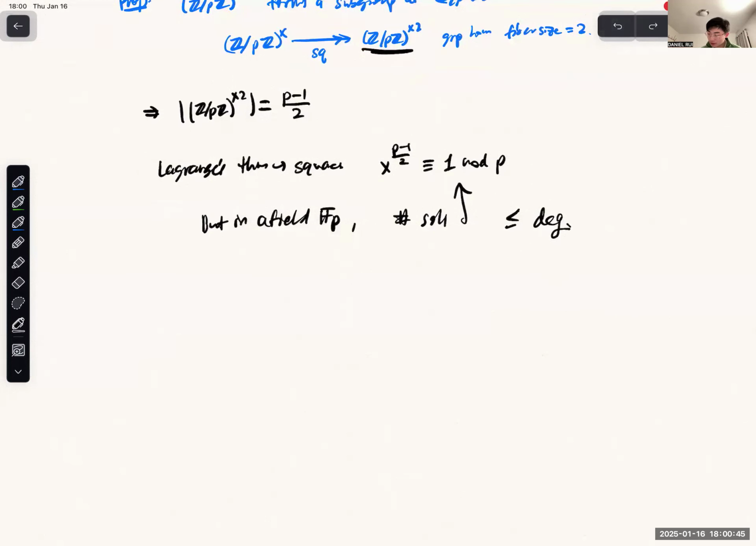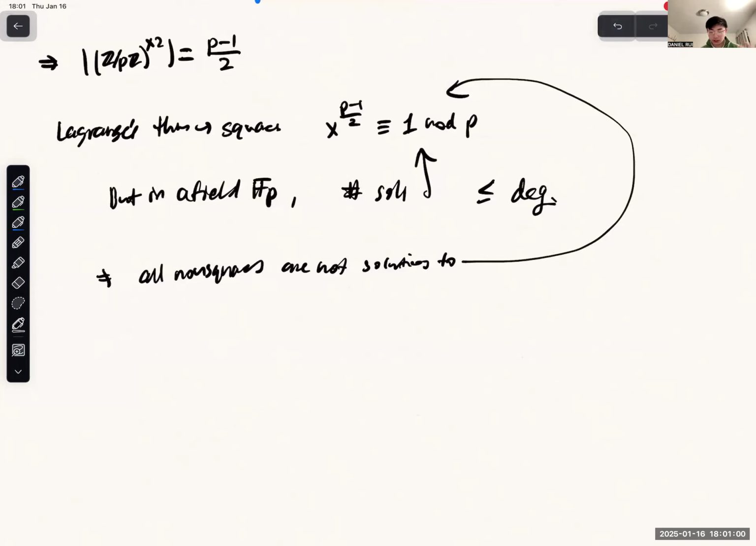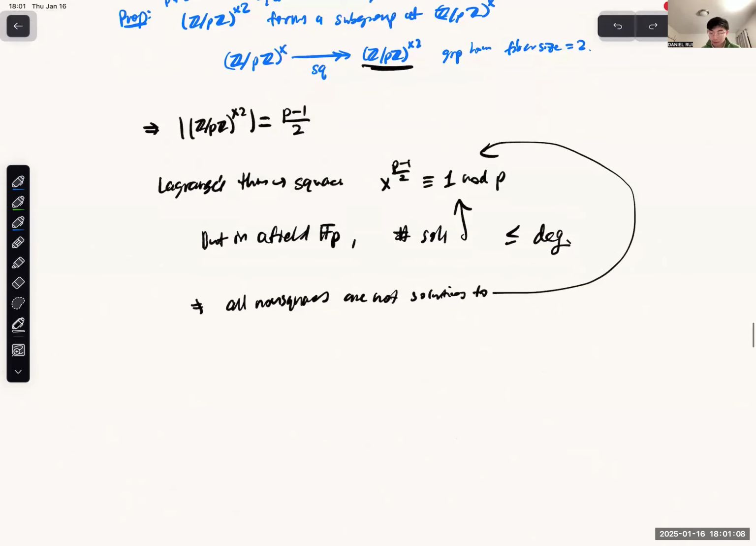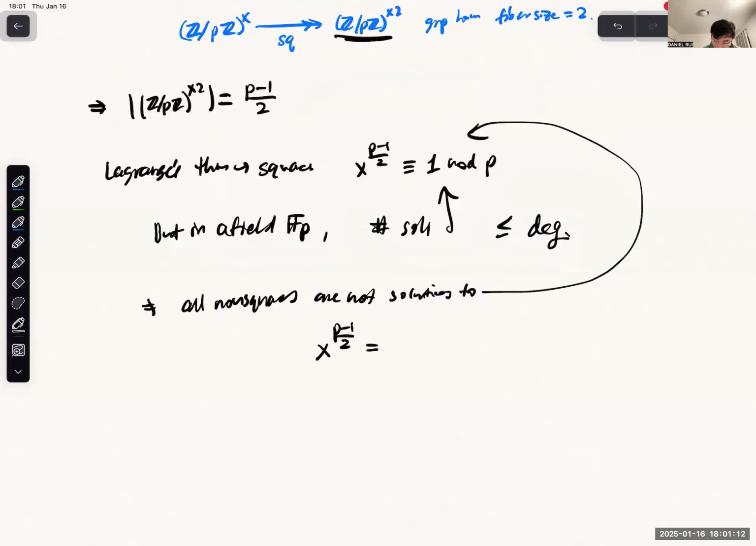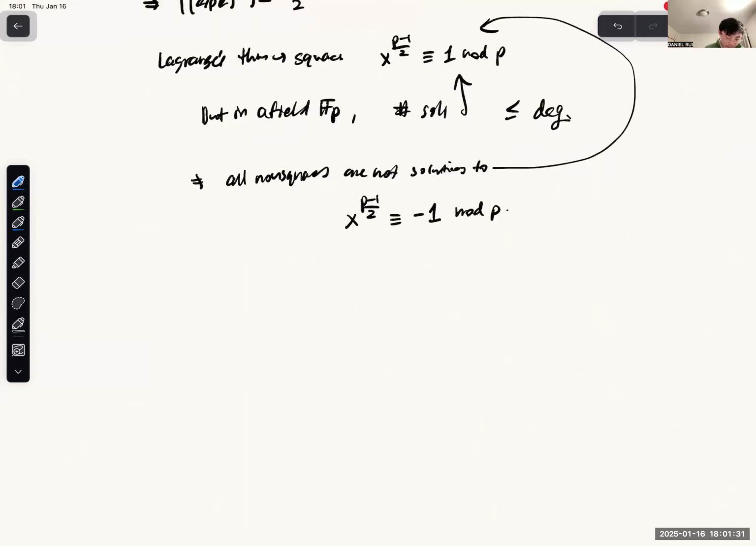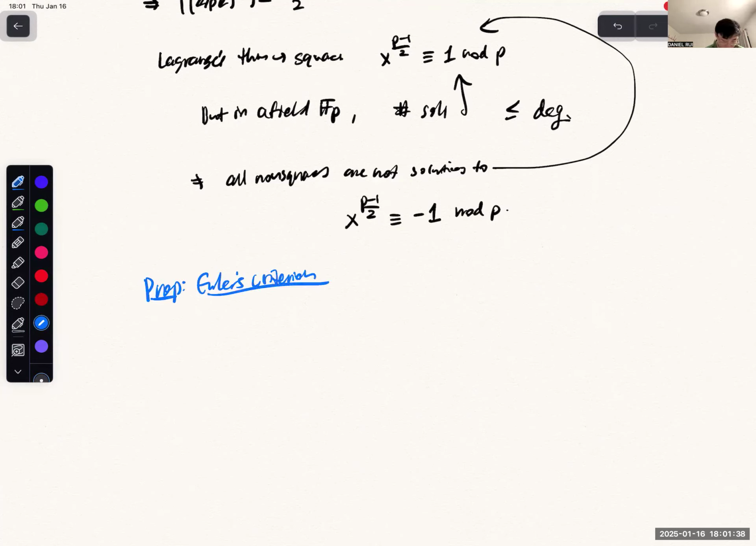And so this tells us that indeed all non-squares are not solutions to this thing. But because they have to be solutions of x^(p-1) is congruent to 1 mod p, by Lagrange's theorem applied to the bigger group, it must be that all non-squares satisfy x^((p-1)/2) is congruent to negative 1 mod p. Okay. So in fact, we have discovered just by raising an element to the (p-1)/2 power a dichotomy. Okay, precisely matching the square versus non-square dichotomy. Okay, and this I will summarize as Euler's criterion. Okay, that's the name of this fact.